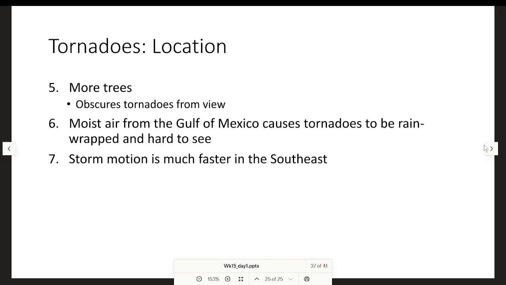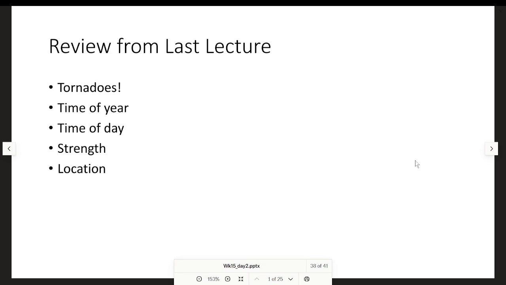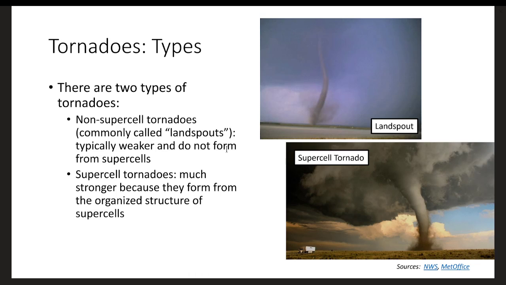Okay. Great. So, we just talked about tornadoes, the time of year and the time of day they happen, and the strength and the location. So, let's talk about different types of tornadoes. There's two types of tornadoes. There's non-supercell tornadoes, which are also called landspouts, and they're typically weaker, and they don't form from supercells. And then a supercell tornado is much stronger because it forms from the organized structure of the supercell.